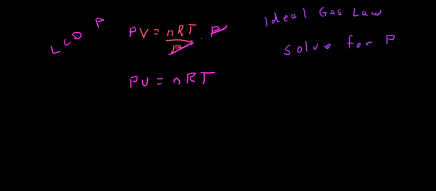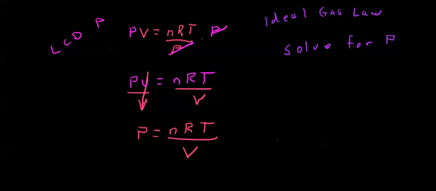Now, I want to solve for P. I want to get P by itself. I want to get rid of the V. Divide by V, which is volume. Those cancel, and we get P equals nRT over V. All right. I think that was quite simple. Nothing too complicated about this other than it looks complicated.